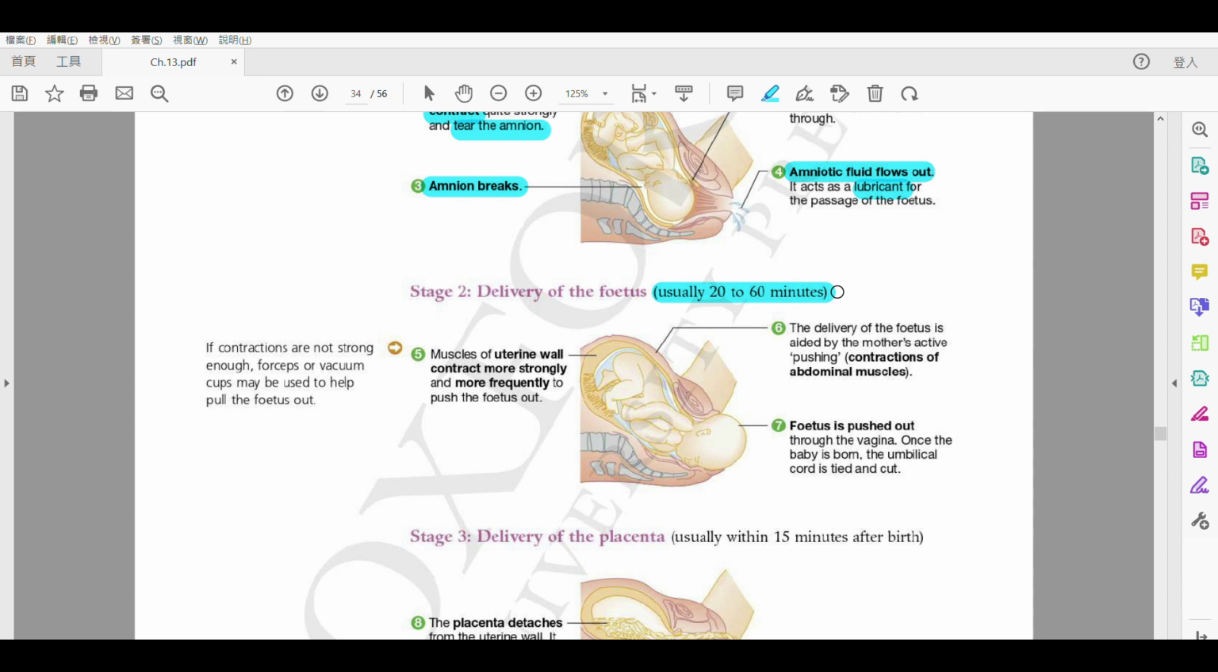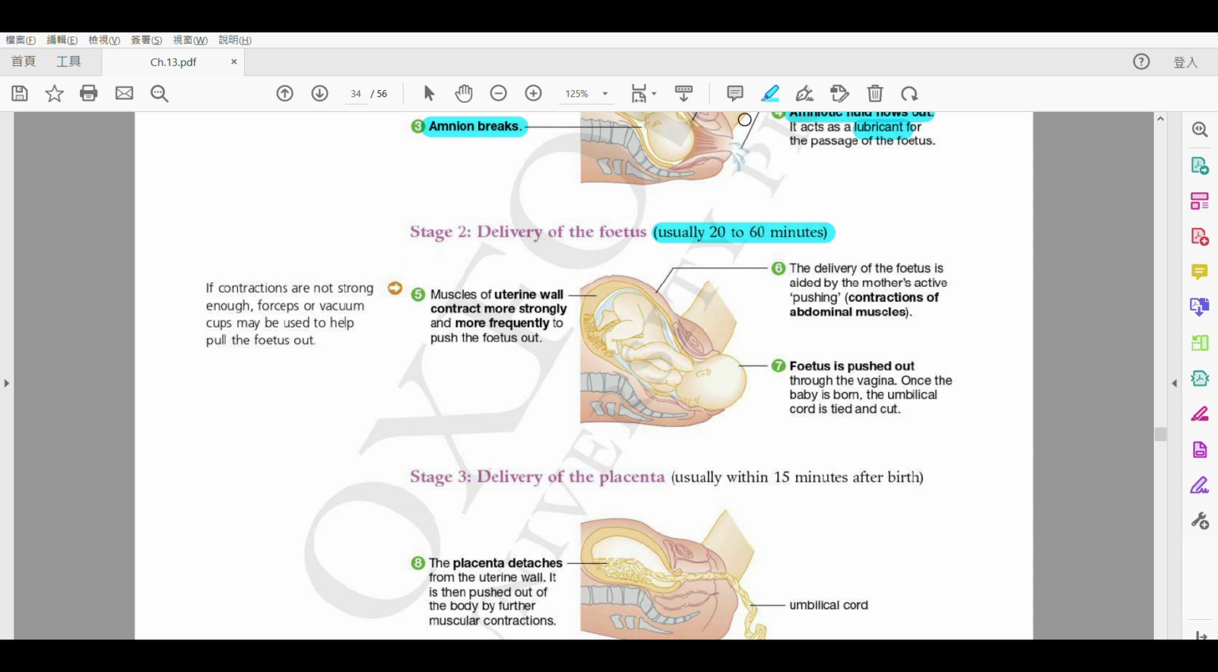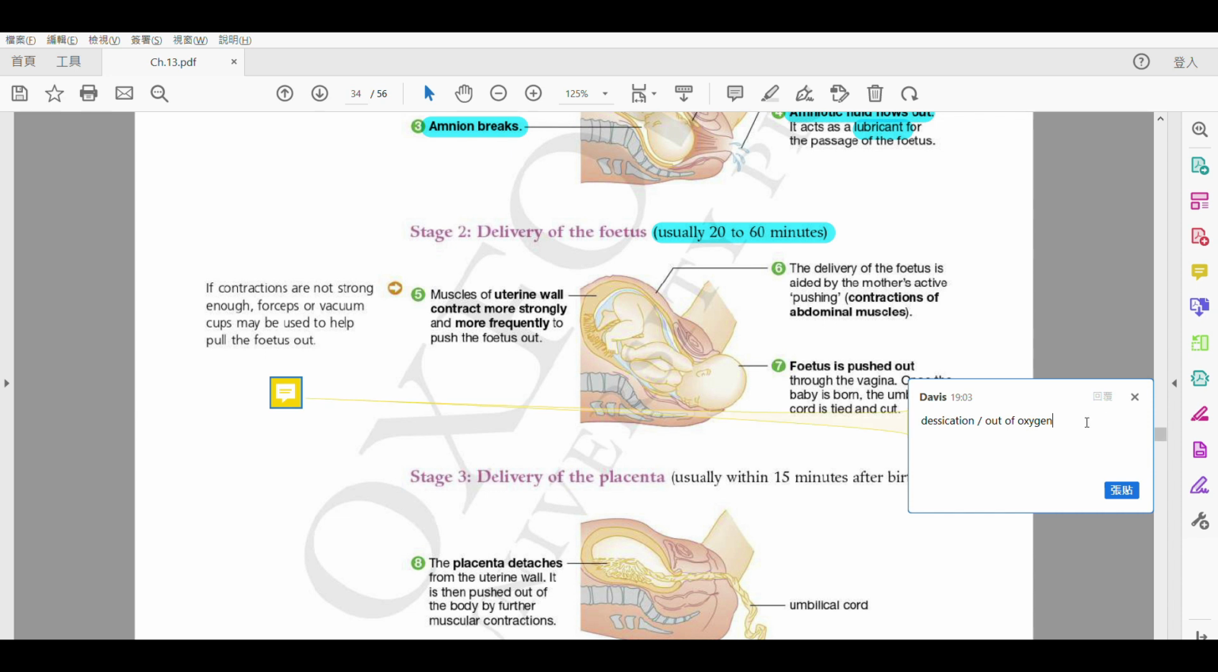Because once the amniotic fluid is leaking out, the baby may suffer from desiccation. Okay, the baby may suffer from desiccation. It may also be out of oxygen. Okay, so this is something to be aware of. Usually, this delivery takes a shorter time.